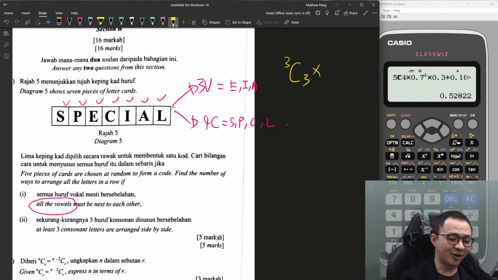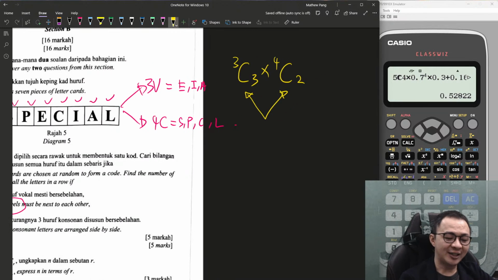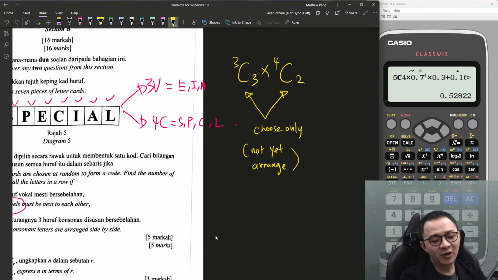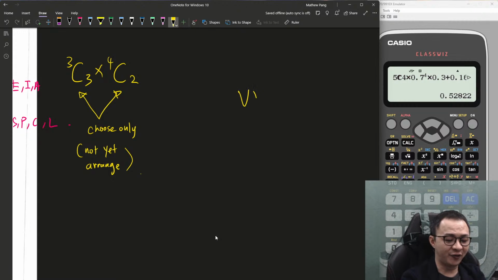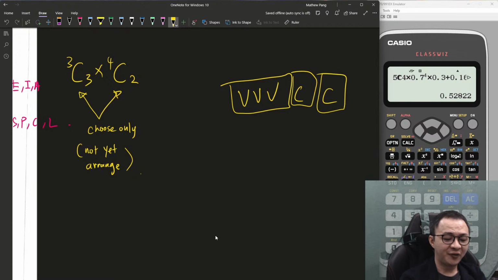And then I have 4 consonants. I choose 2 consonants. You see, I use C, and you say, sir, for a letter code, how come you use C? Because right now I only choose. I haven't arranged, not yet. Then I want to arrange them. They say all the vowels must be side by side. After I choose, I have vowel, vowel, vowel, consonant and consonant. So if I want to arrange 1, 2, 3 items, it's 3 factorial. And then the 3 vowels can be arranged among themselves, another 3 factorial. Done.